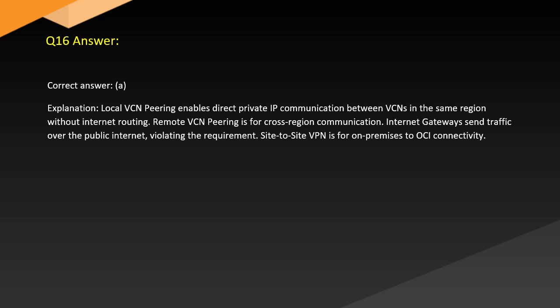Answer. Correct answer: A. Explanation. Local VCN peering enables direct private IP communication between VCNs in the same region without internet routing. Remote VCN peering is for cross-region communication. Internet gateways send traffic over the public internet, violating the requirement. Site-to-site VPN is for on-premises to OCI connectivity.